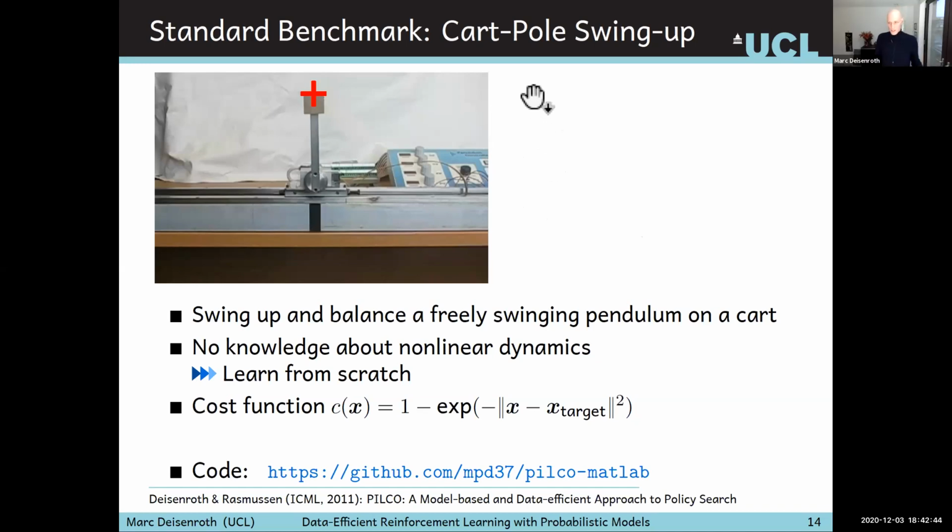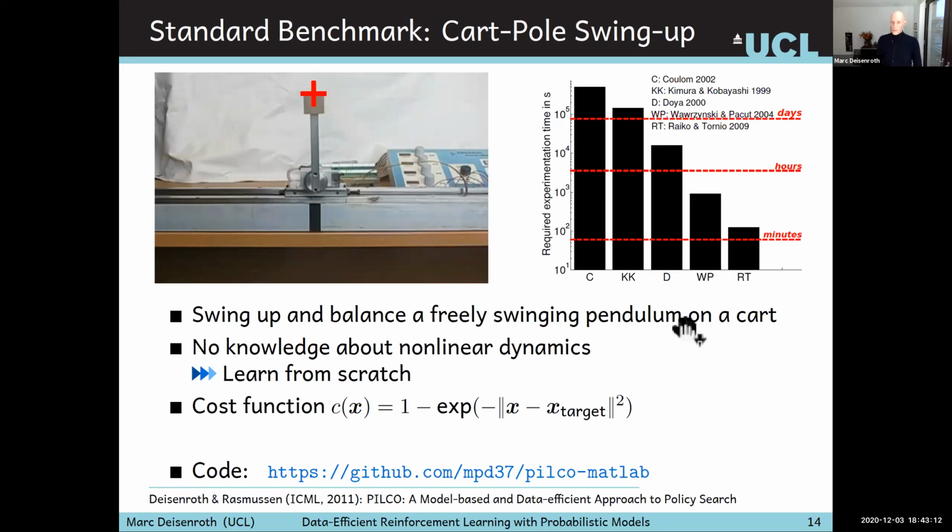Okay, so that was this part, and in the beginning I said one of the objectives that we have here is data efficiency, so learning from small data sets. Because this is a relatively standard benchmark problem, there's a lot of work in the literature also on running reinforcement learning methods on this system. Keep in mind, this work is a little bit older. I think the newest comparison I have in here is from 2009.